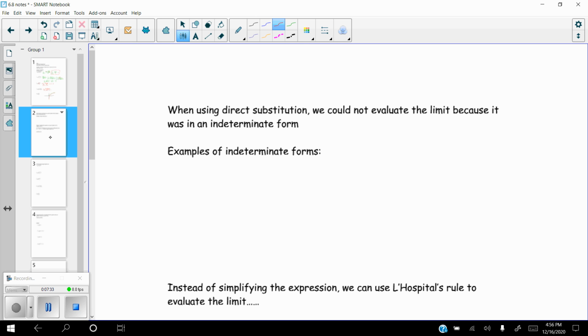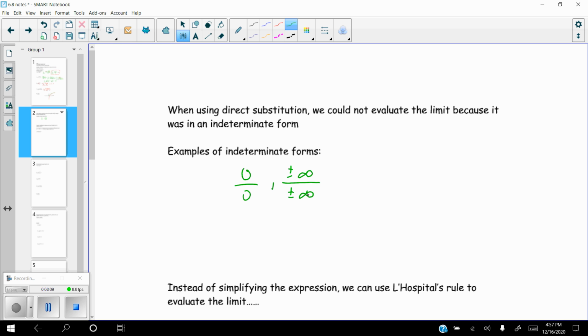Well, when using direct substitution, some of these times we can't evaluate the limit because it's what's called an indeterminate form. And there are 2 indeterminate forms that are going to be useful. If you end up with something that has a 0 in the numerator and a 0 in the denominator. Now remember, you cannot actually write it like that, but that's what you would end up with. Or you have some form of infinity over another form of infinity. These are what are called indeterminate forms.